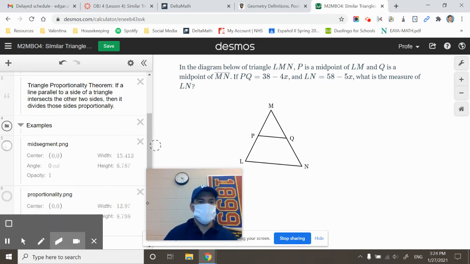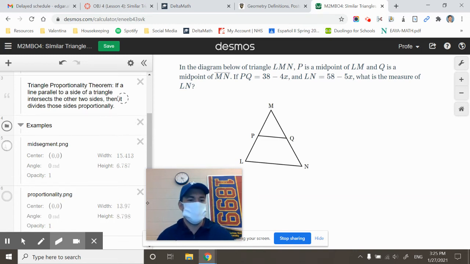Now, there's also something to be said about the triangle proportionality theorem. The triangle proportionality theorem states if a line is parallel to a side of a triangle, kind of like PQ and LN, then it divides those sides proportionally. So if we looked at the side lengths of all of these, it's going to divide them proportionally. And that makes sense because I just told you the two triangles, MPQ and MLN, are going to be similar.